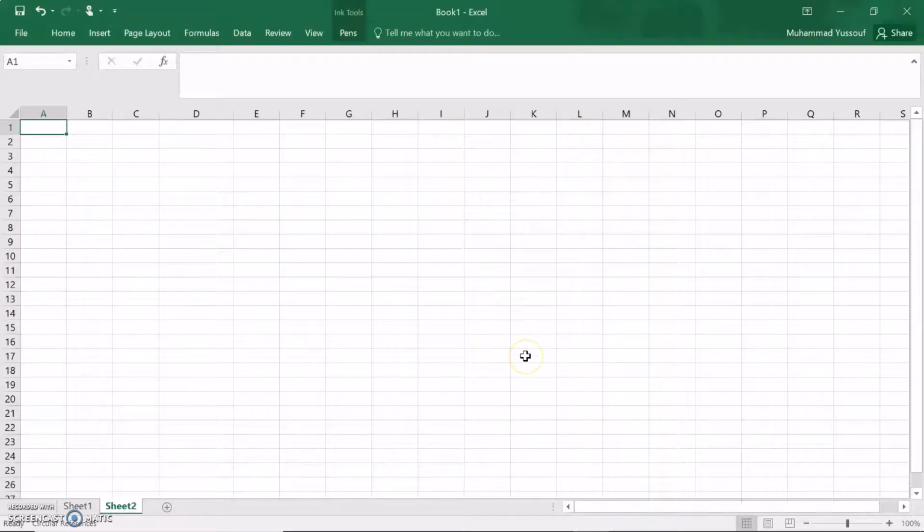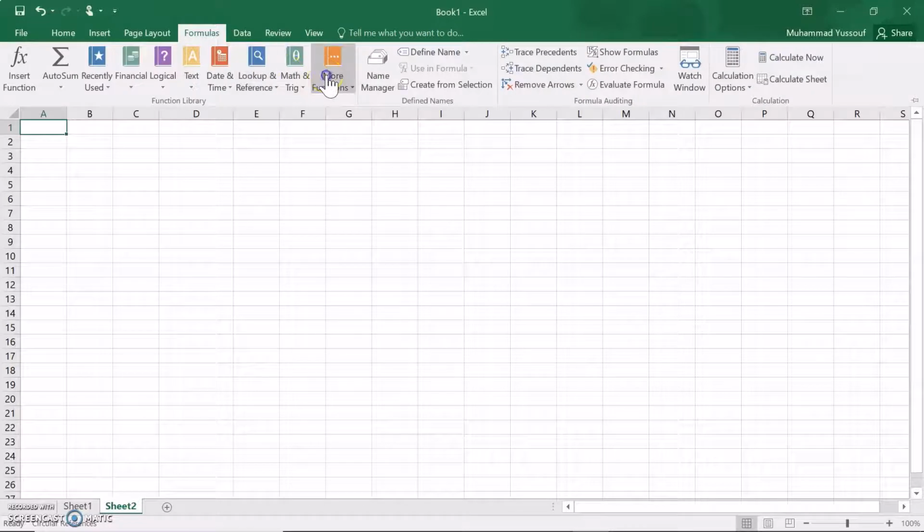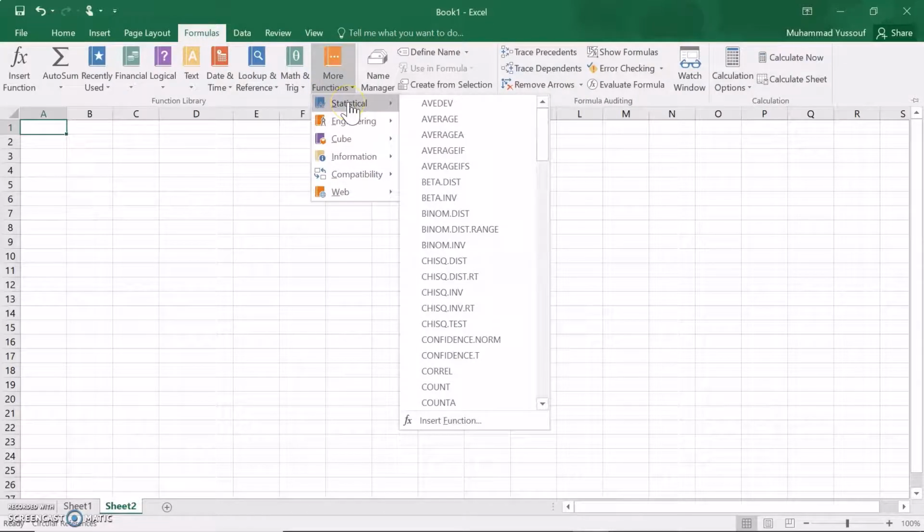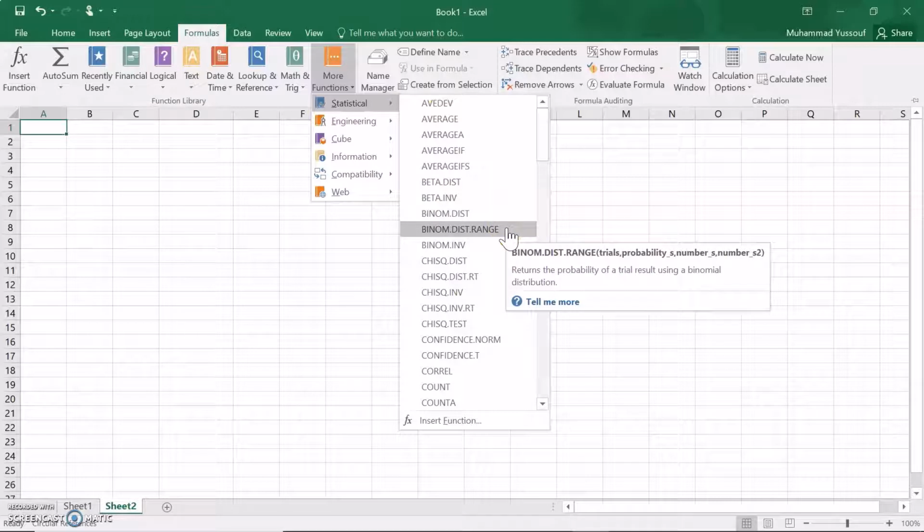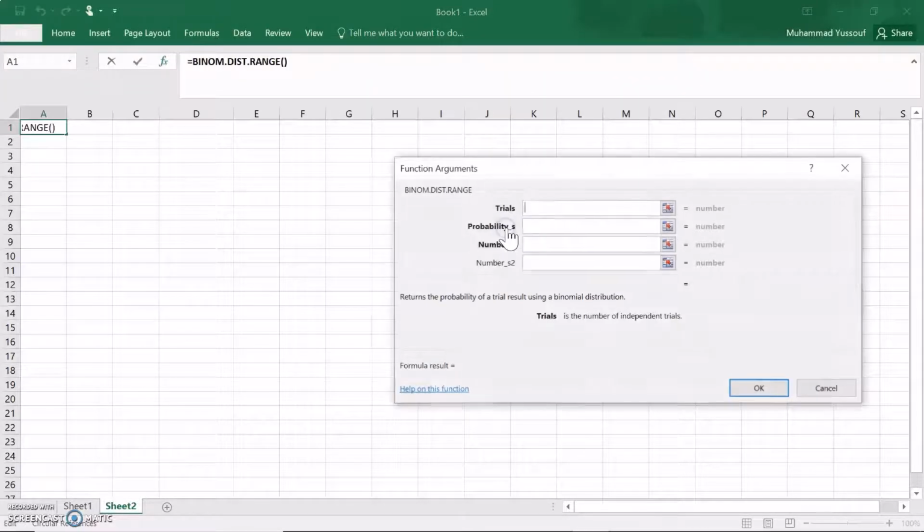Okay, we are in Microsoft Excel, and now we're going to show you how we're going to compute that. In order to insert the formulas in Microsoft Excel, you go to Formulas, More Functions, and Statistical, and all these formulas are written in alphabetical order, right? Our function was BINOM.DIST. Look at that, that's the formula. You click on this one, and now it is asking you different things.